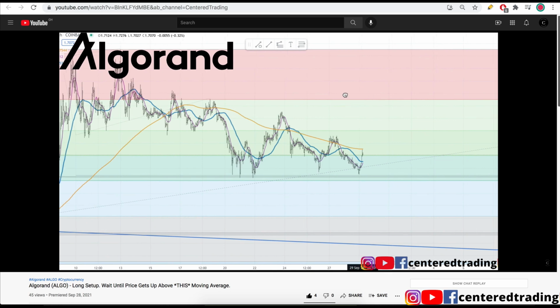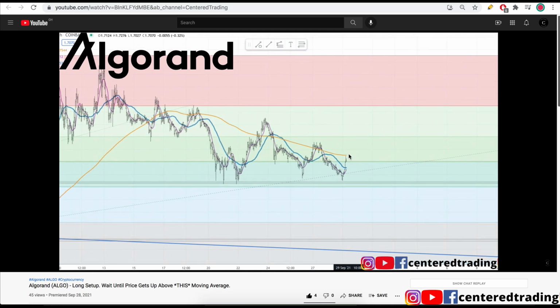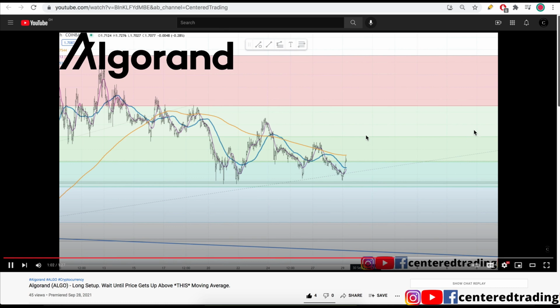Zooming in on the hourly chart, price is trading below that 200 moving average. It is putting in a series of higher lows. We want to make sure price gets up above here and continues a series of higher highs and higher lows before going long with correct position sizing, but you gotta set your stop below this cluster of support.